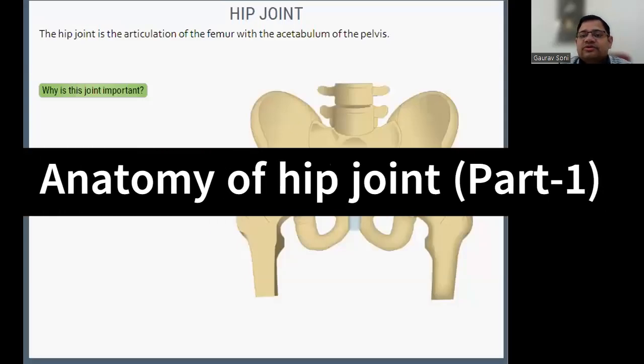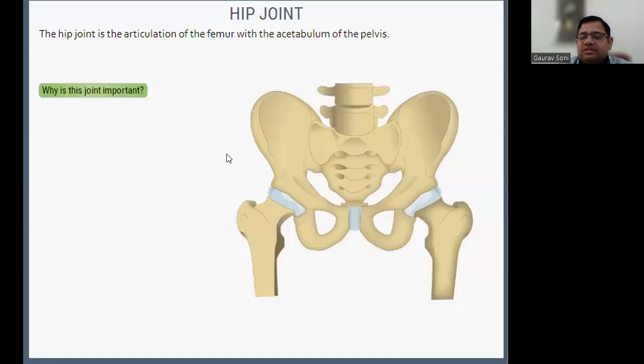Good morning, friends. Today we are going to talk about the hip joint. The hip joint is one of the biggest joints of our body, and this is a weight-bearing joint and also going to help in the movement. And this joint has so many important aspects that we have to discuss in detail.